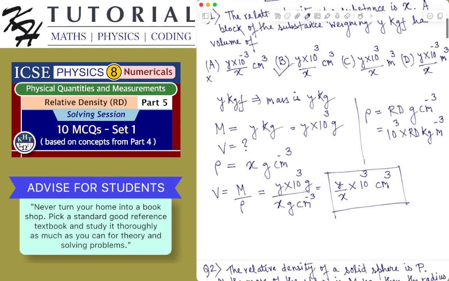If you verify, you will see. Okay, let's see what will be the volume in meter cube. How do we convert centimeter cube into meter cube? We know 1 centimeter cube is equal to 10 to the power minus 6 meter cube. So the volume will be y by x, we have 10 to the power 3, and then we have to multiply with 10 to the power minus 6. This will be in meter cube. This becomes y multiplied by 10 to the power minus 3 divided by x.